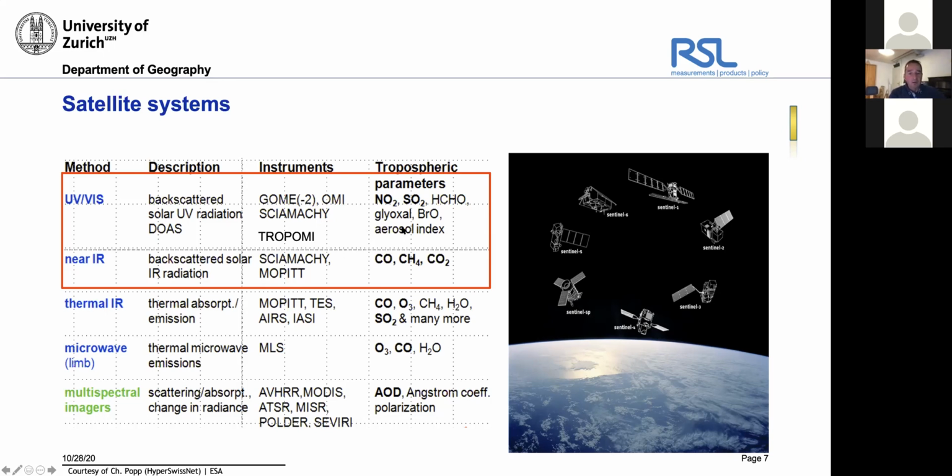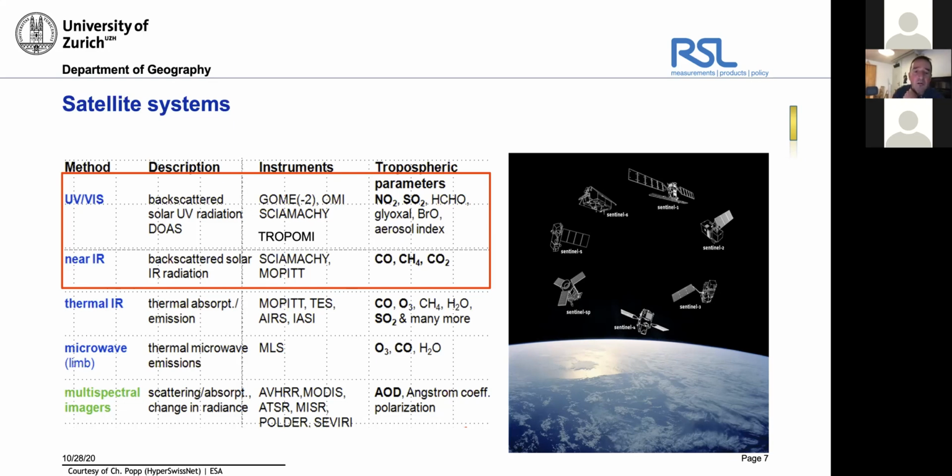Of course, the funding was easier than formerly because of climate research. It's very important to get all the gases right worldwide. So this is in the UV-Vis. In the near infrared, TROPOMI applies to both, by the way. You will see the CH4 and CO2.